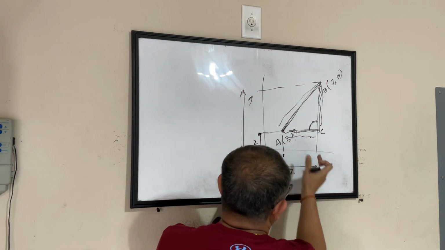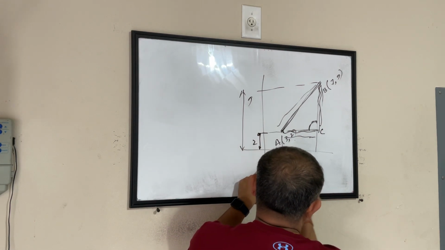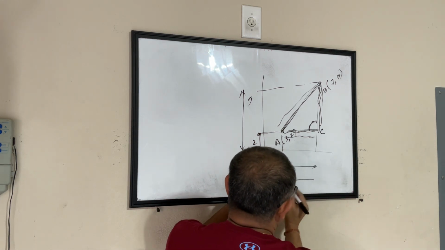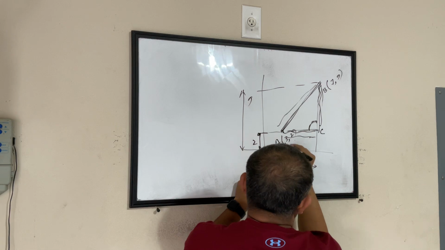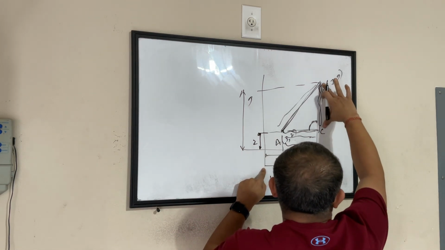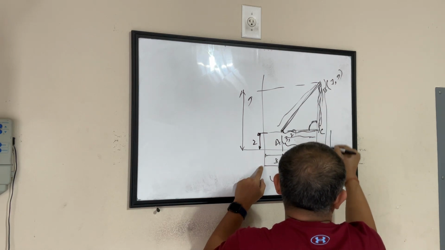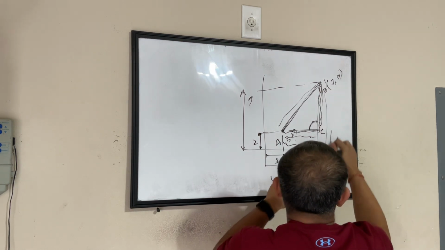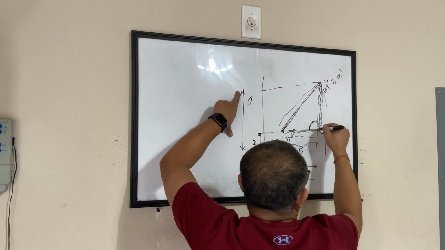This length is how much? This length minus this length. So this part is the x coordinate of the second point minus the x coordinate of the first point. 7 minus 3, this length is 4. If you want to know this length, how much is that? This length will be equal to this length minus this length. This length is how much? 9 and this is 2. So here to here will be 7.